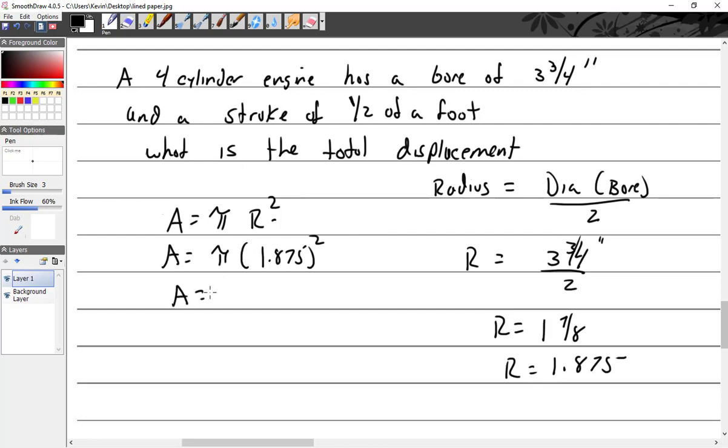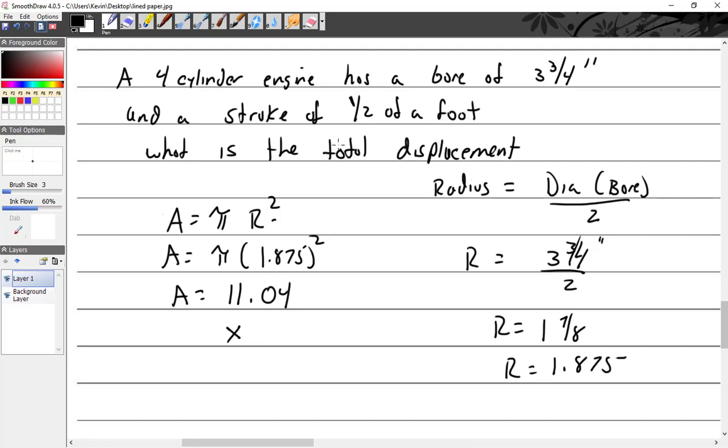I didn't need to put the parentheses, but I did. So we can just do that. 1.875, I hit the x squared, times pi equals, and what'd you guys get? 11.04. So that's my area. Multiply the area by what?